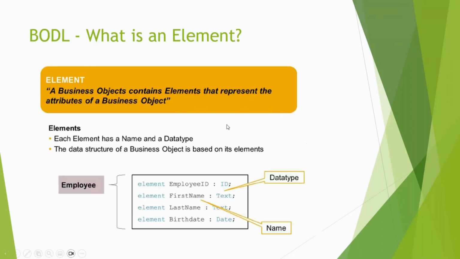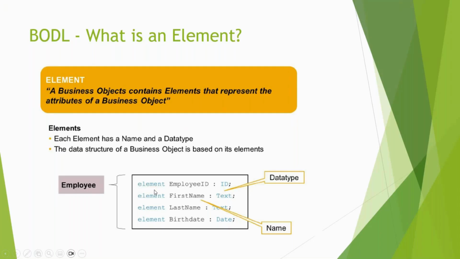Okay, so what is an element? A business object contains elements that represent the attributes of the business object. It's nothing but the fields we use in a business object. Let's say you're considering an employee: the fields are employee ID, first name, last name. These we call elements in C4C. Each element has a name and a data type.